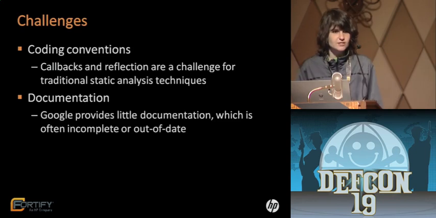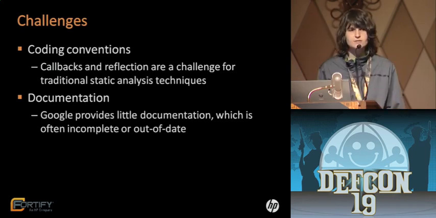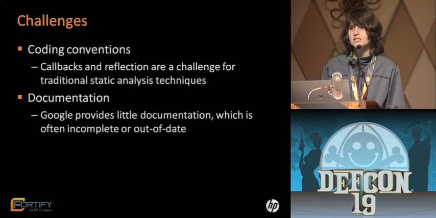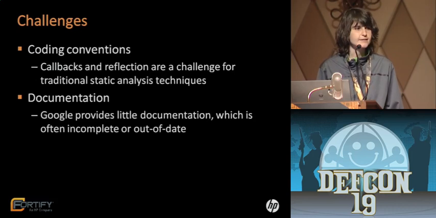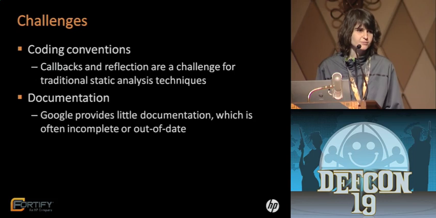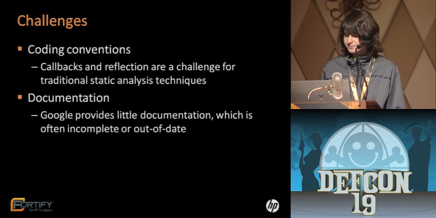So some challenges that we had to overcome. Coding conventions in the form of callbacks and Java reflection are pretty difficult to handle by traditional static analysis tools. And another big challenge is the documentation.